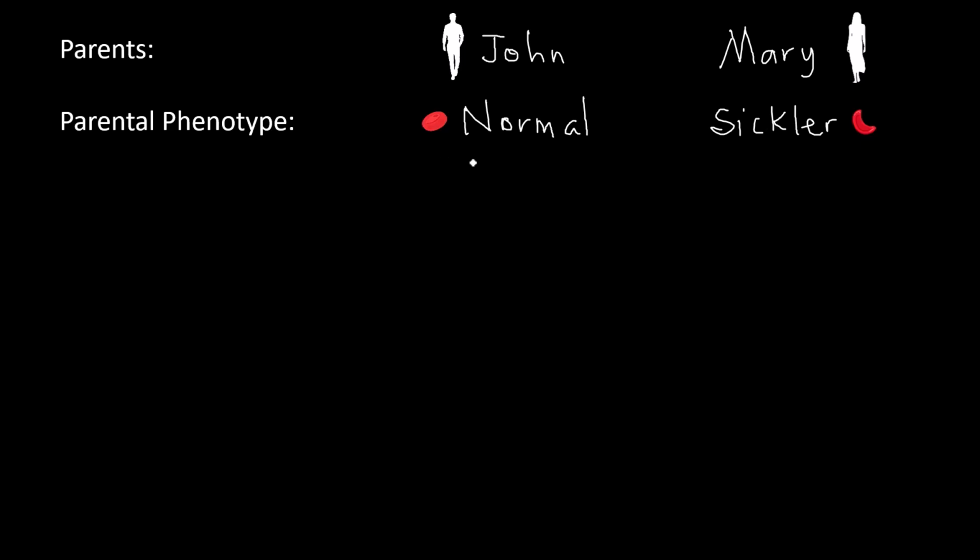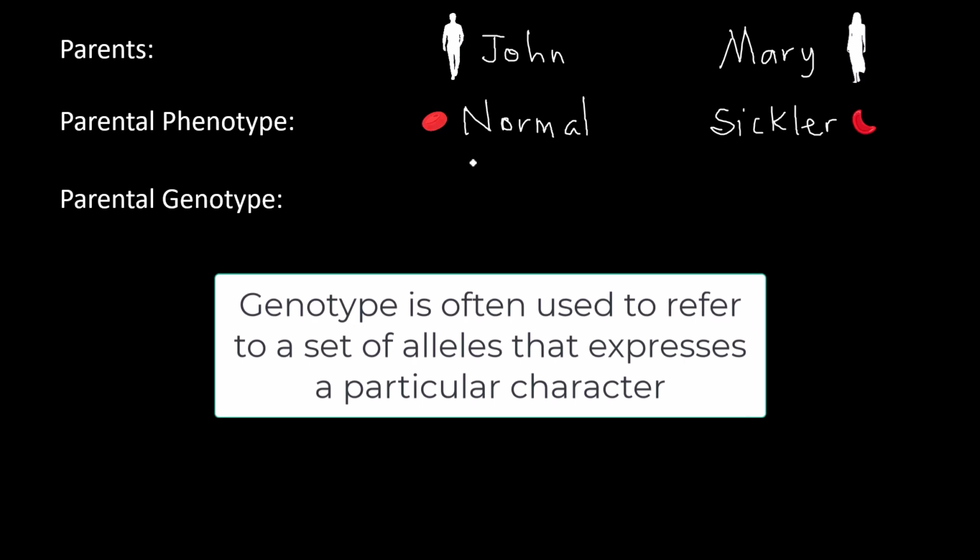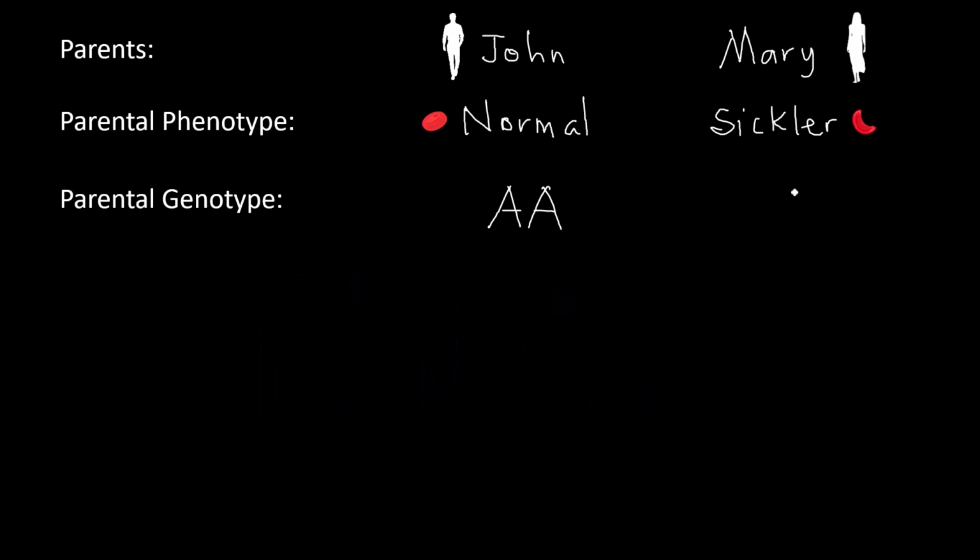So if the parental phenotypes are this, the next question is, what actually is their genotype? Well, for our question, we represent the genotype of John as capital A, capital A. That means he doesn't even have the trait at all. But for Mary, since she is a sickler, we represent it using capital S, capital S. If she was a carrier, then we would represent it using capital A, capital S. So these are the parental genotypes that we have.